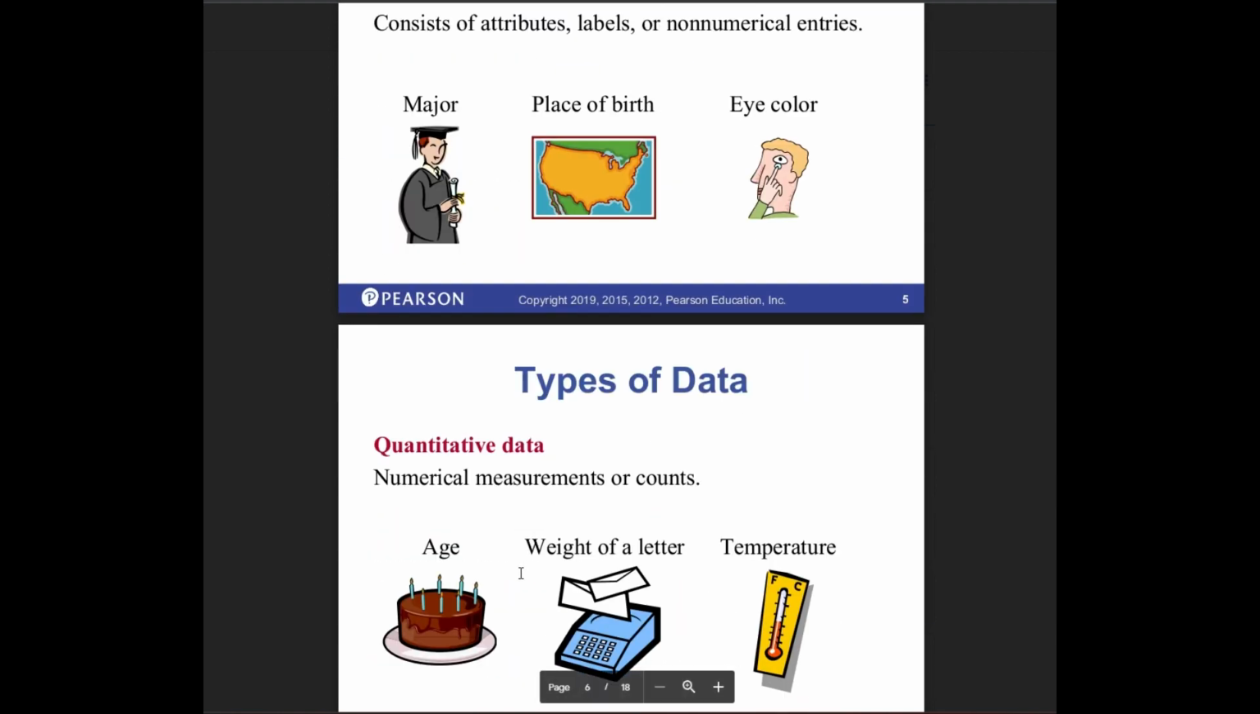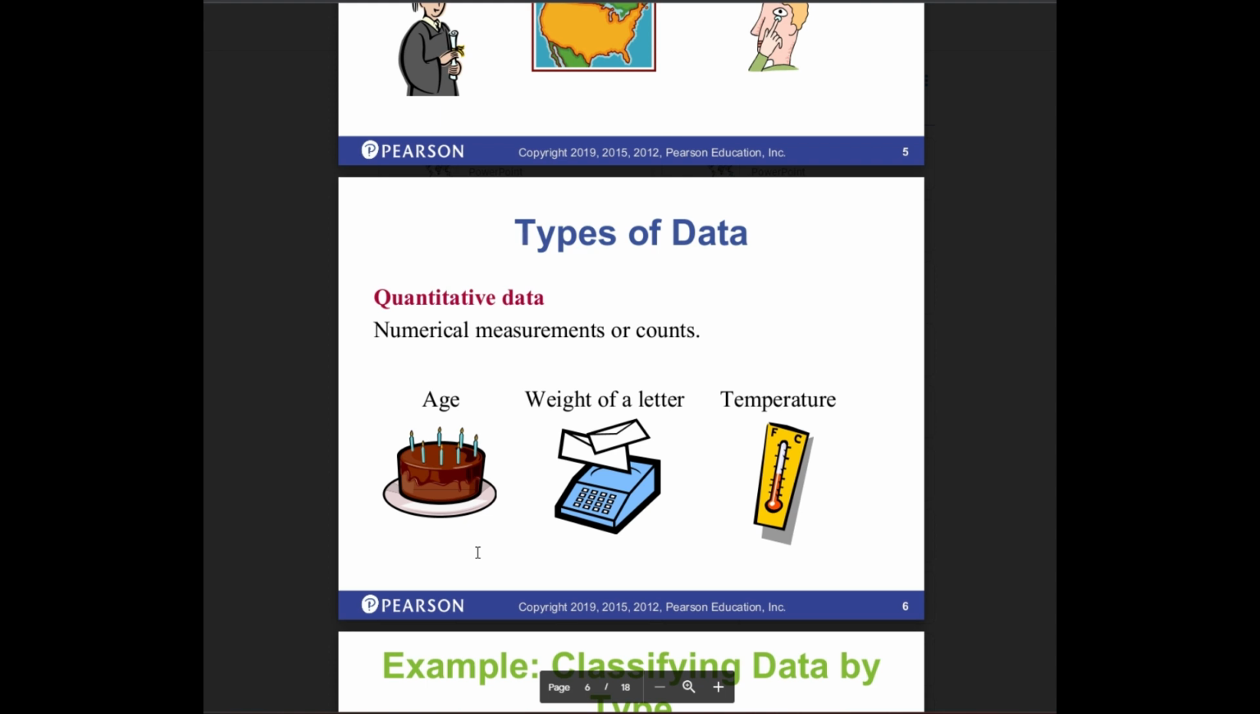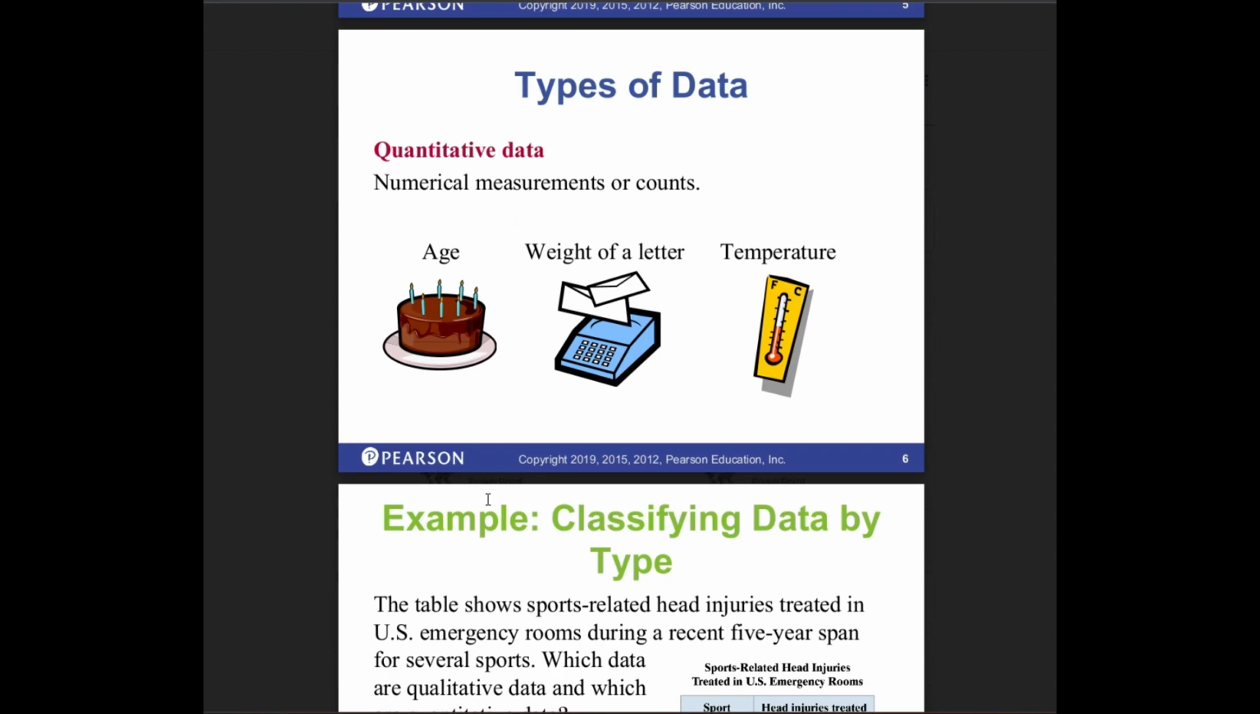And then types of data. Quantitative data: numerical measurements or counts, such as your age, your weight, or the temperature.